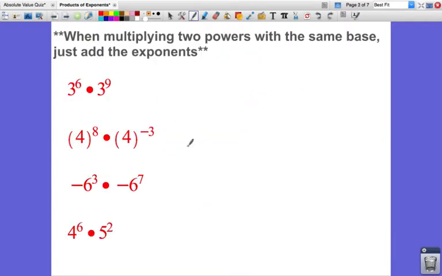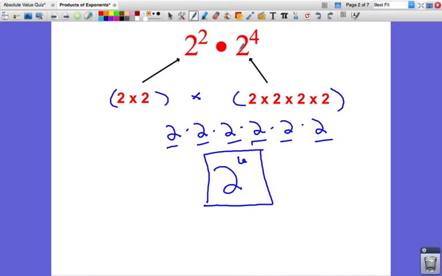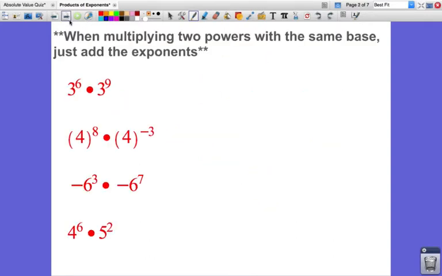So a nice little rule for that, you guys, is this. When multiplying two powers with the same base, just add the exponents. Right here, I have the same base. They both have a base of 2, and here are my 2 powers. I'm just adding these 2 exponents and keeping my base, and that's all I'm doing. So I have 2 squared times 2 to the 4th power. That is 2 to the 6th power, because 2 plus 4 is 6. And that's all we really need to do. When multiplying 2 powers with the same base, just add the exponents.